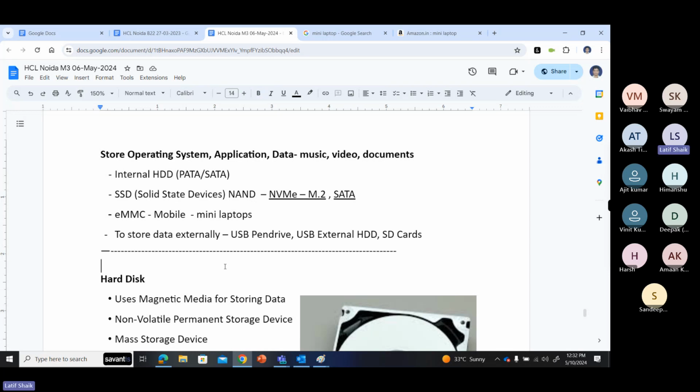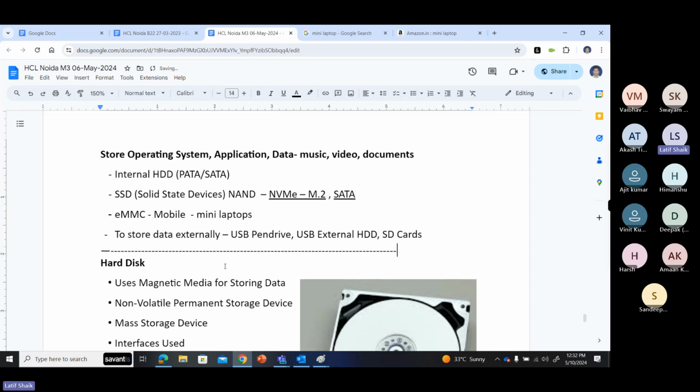Let's understand the different types of storage devices, what the internal storage is, and what the purpose of external storage is.